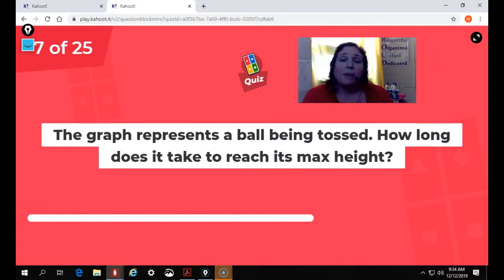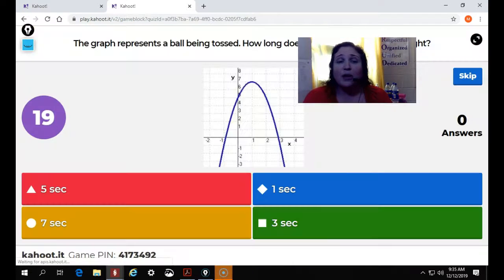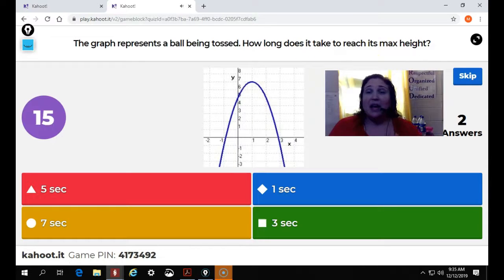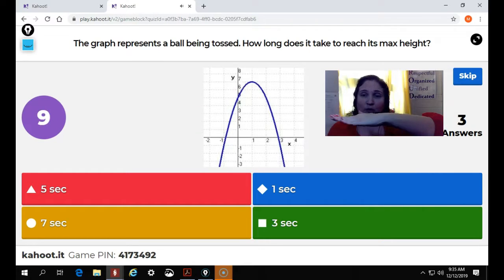The graph represents a ball being tossed. How long will it take to reach the maximum height? Remember again, time goes across, height goes up and down. Time goes across, height goes up and down. So how much time across passes for it to hit its highest?